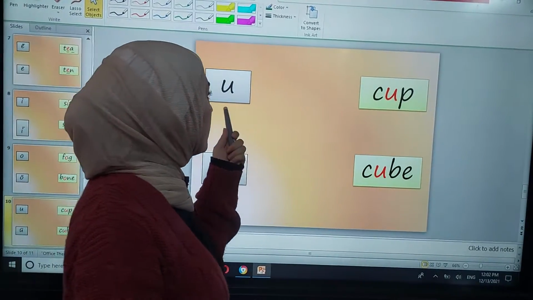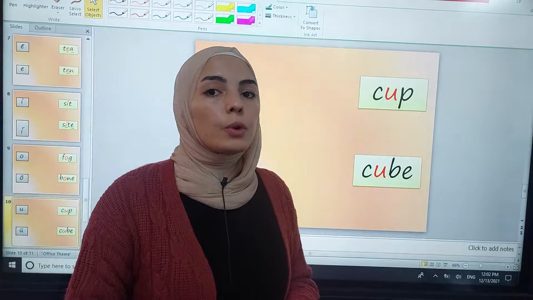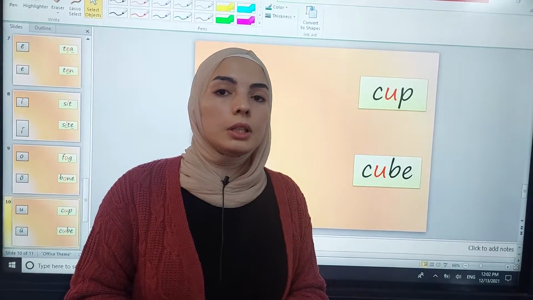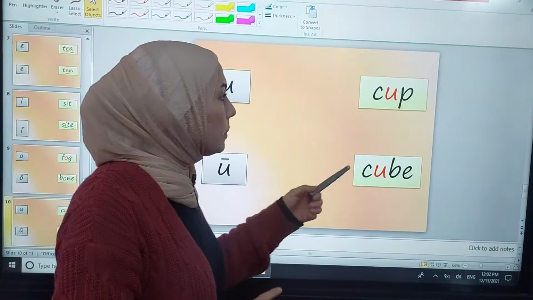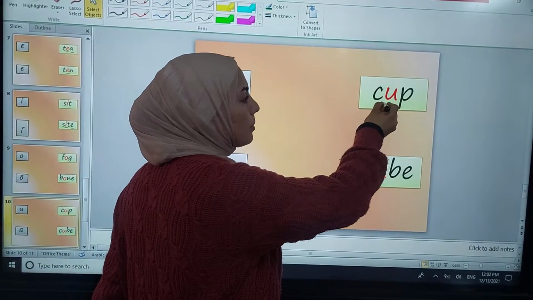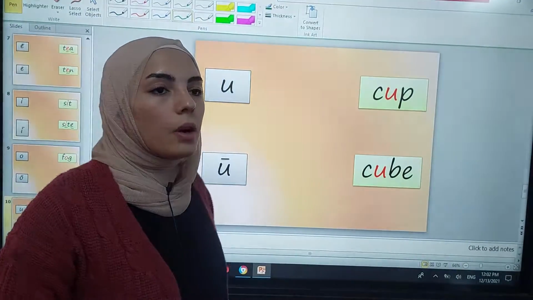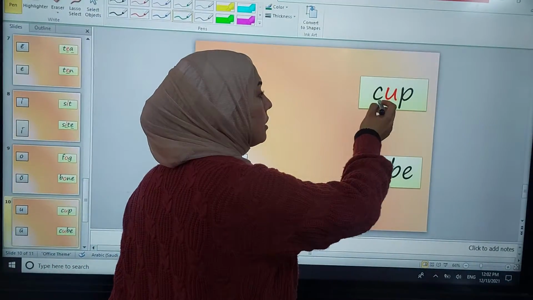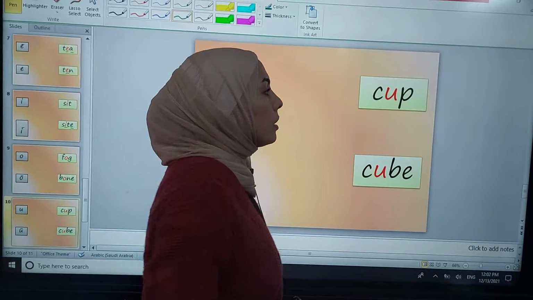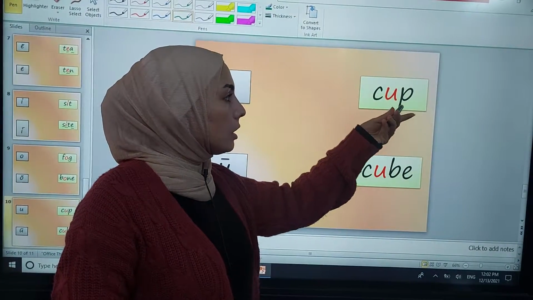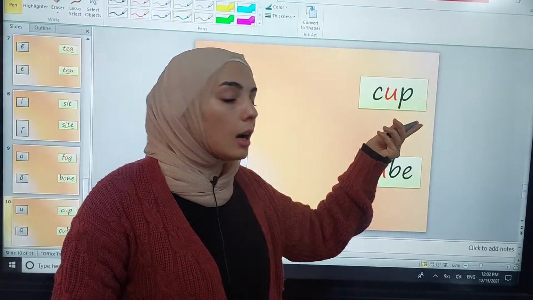Here we have letter U. The short sound for letter U is "uh." The long sound for letter U is "yoo." Here we have the first example. We have just one vowel, so we will pronounce it as a short vowel, which is "uh." So K-U-P will be "cup." Cup. K-U-P will be "cup."